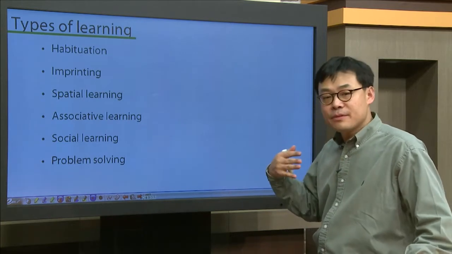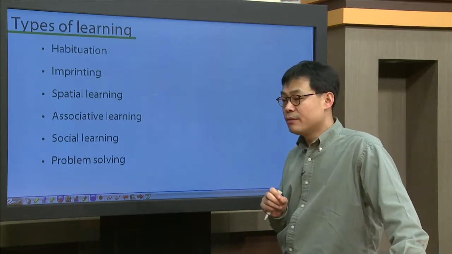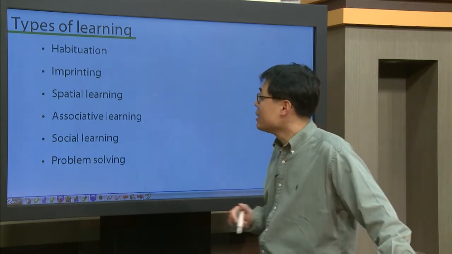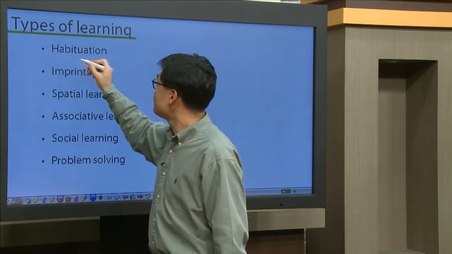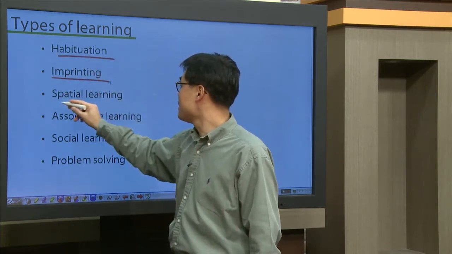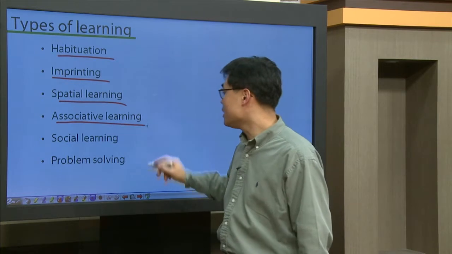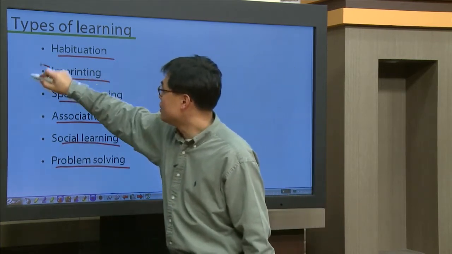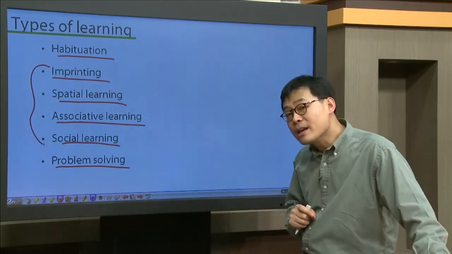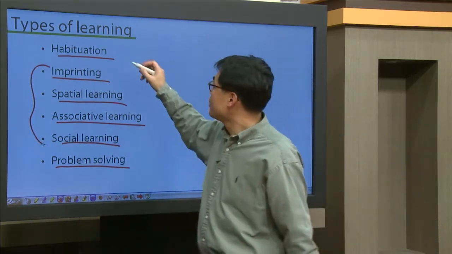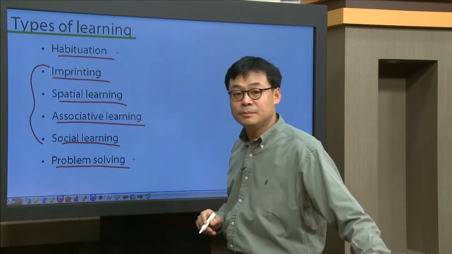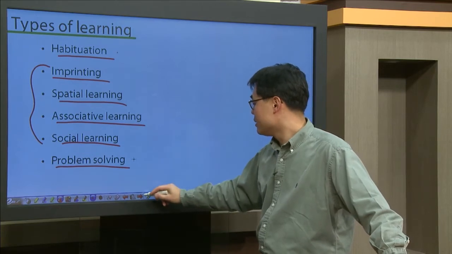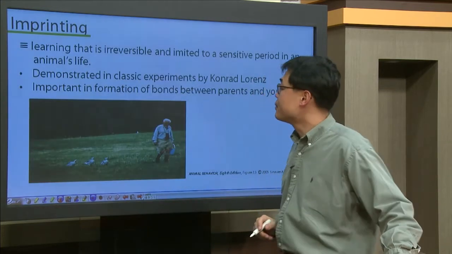Okay, now we have learned why learning is so critical for animals, and there are several kinds of learning: habituation, imprinting, spatial learning, associative learning, social learning, and problem solving. We're going to study four of these in this online lecture, and you're going to cover the other two online. Let's look at imprinting.